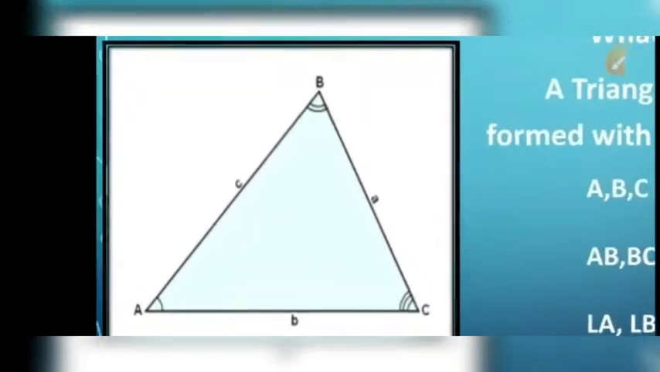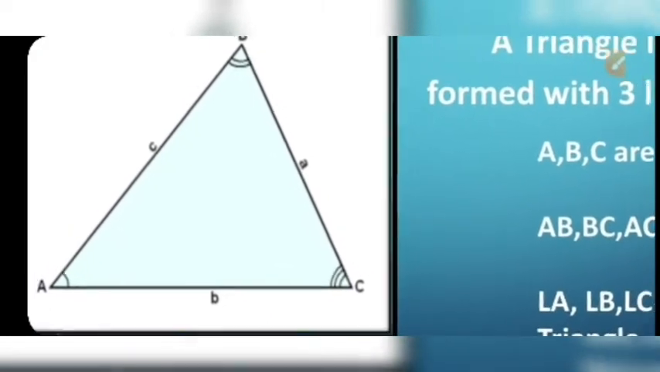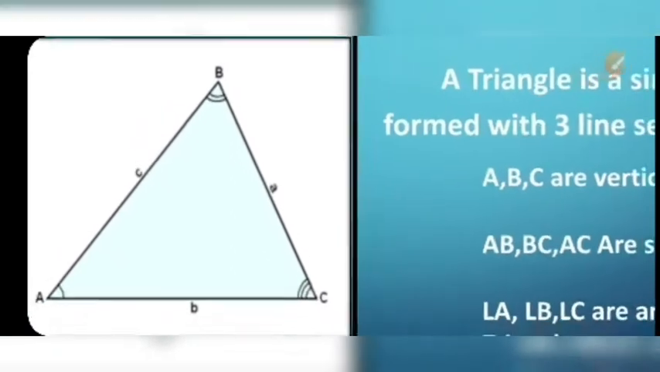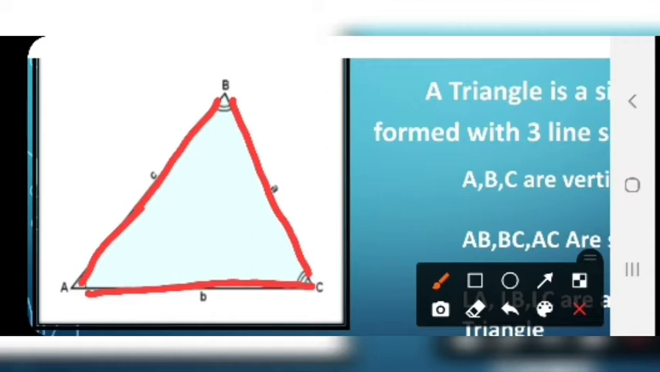Observe triangle ABC. Vertex A, vertex B and vertex C. Three vertices. And AB, BC and AC. Three sides. So three line segments closed at corners. It's a closed figure. It is called triangle ABC with vertices A, B and C.